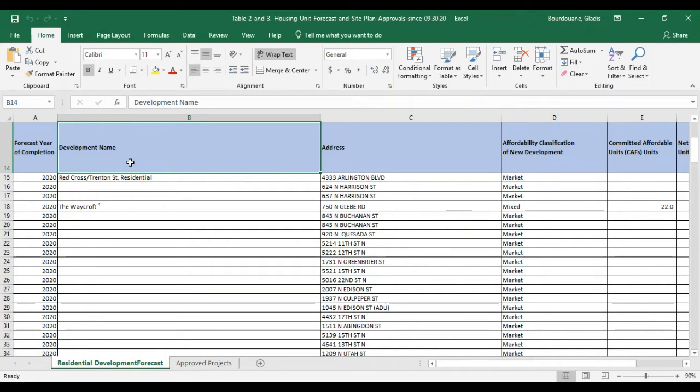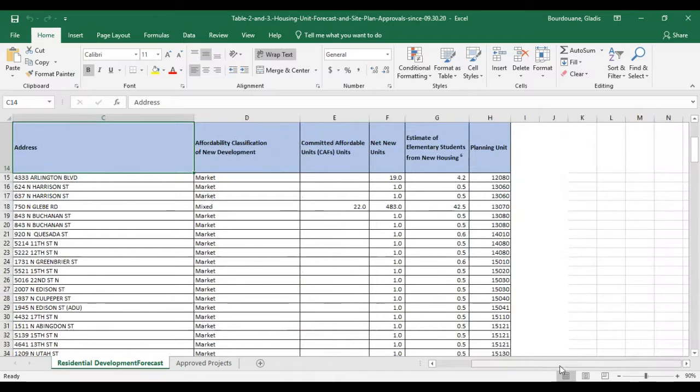The next field on column C is the address. And so that's the address of the project. One thing to note is that those addresses could change over time. For example, what the county knows the address for a project is today.